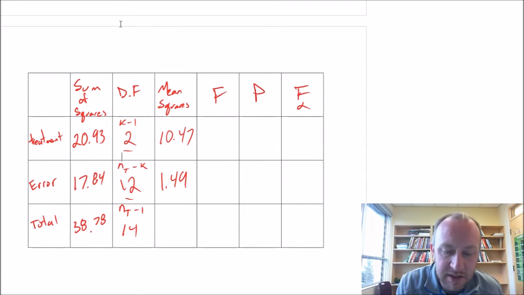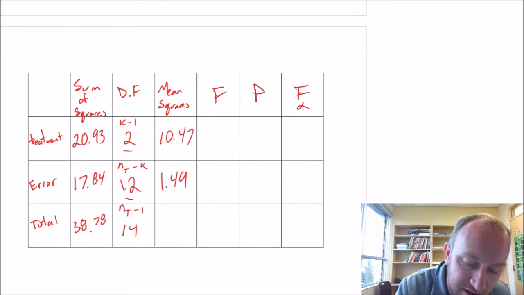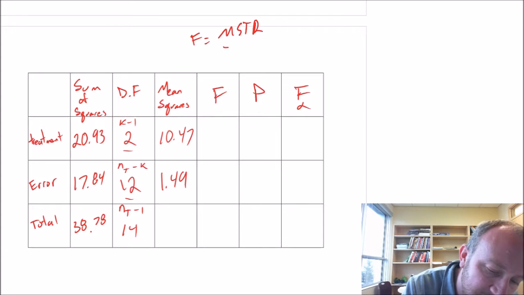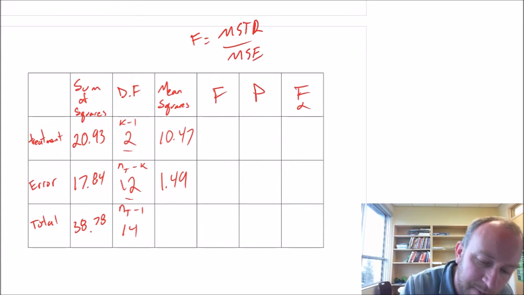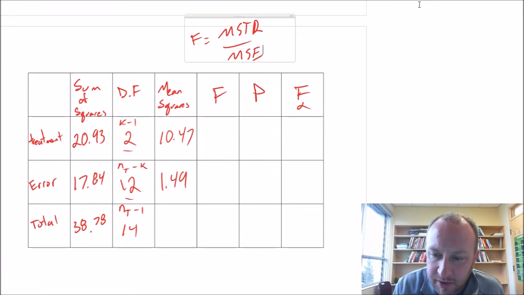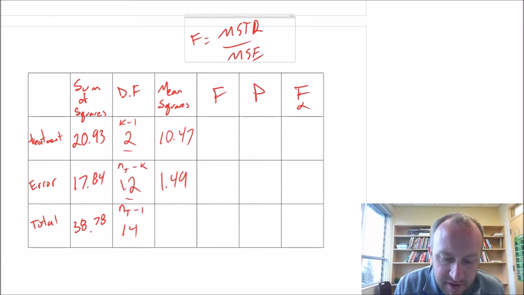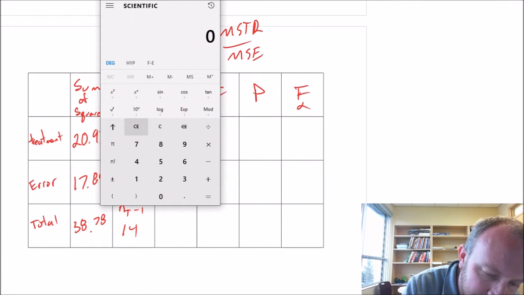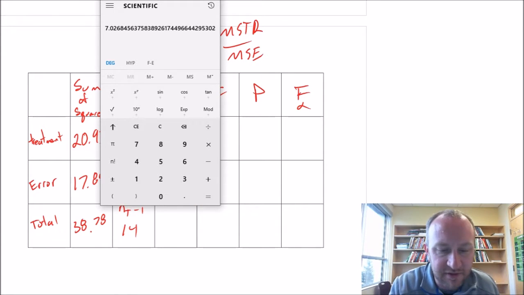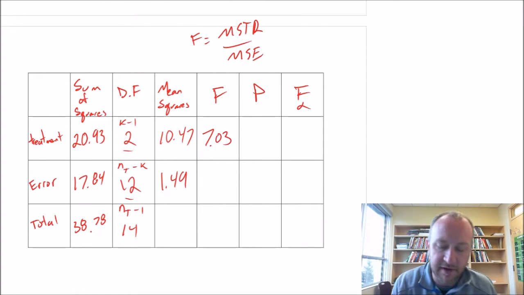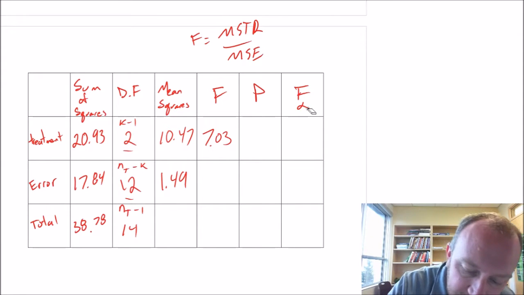Okay, now we can find our F statistic, which is simply MSTR divided by MSE. So I'll get our pesky calculator that's not working for me today. 10.47 divided by 1.49 is 7.03, which is our test statistic. Let's find our critical value first.